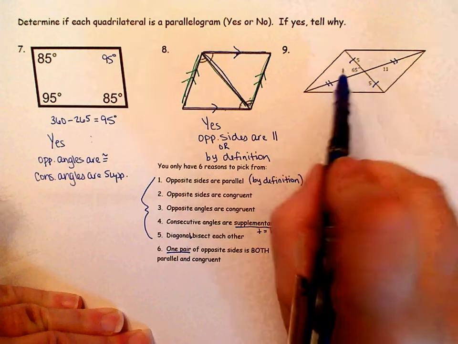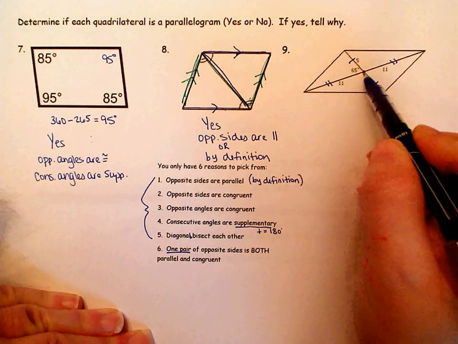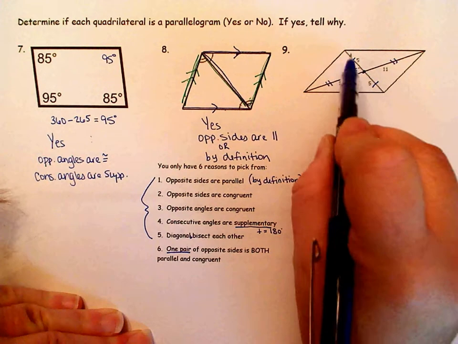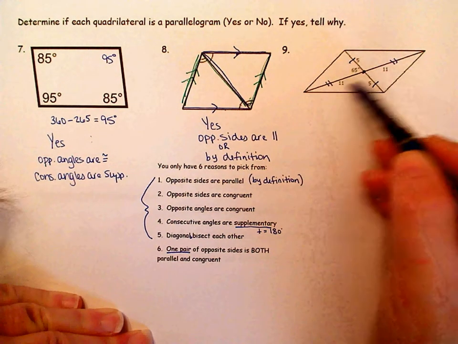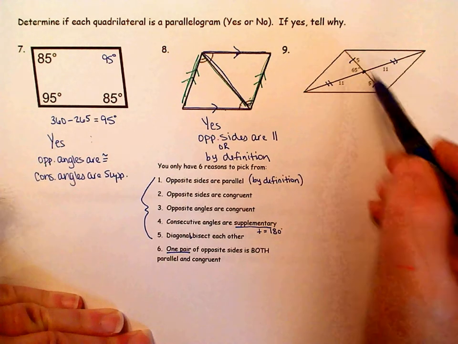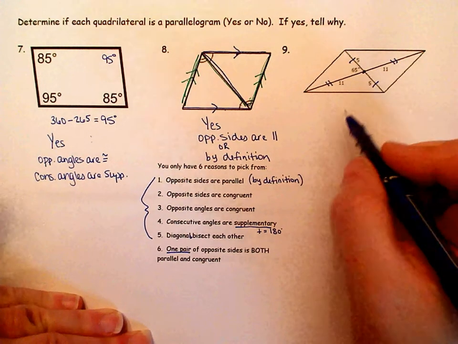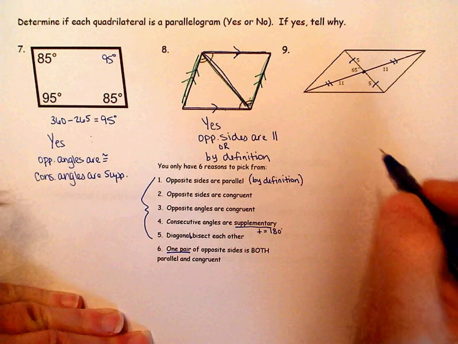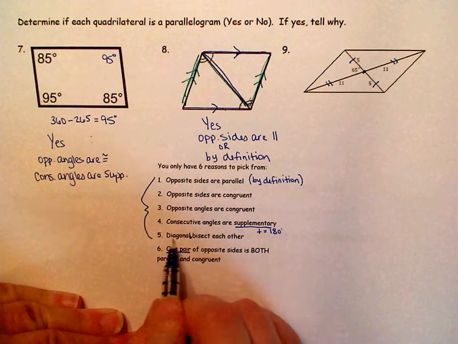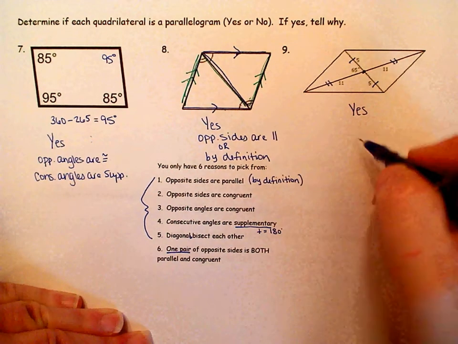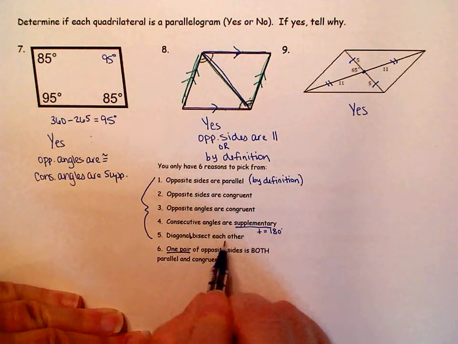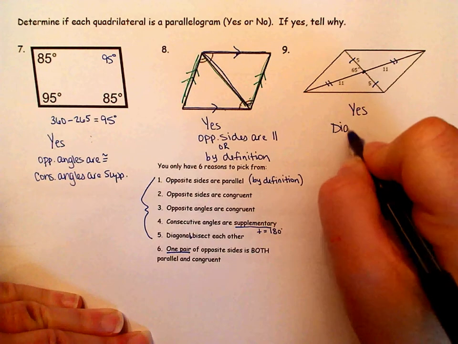So if these are congruent, we know this point is the midpoint of that segment, which is a diagonal. If these are congruent, then that's also a midpoint of this diagonal. And we know if the 2 diagonals have the same midpoint, that means the diagonals are bisecting each other. So since that's one of our tests for a parallelogram, this is also a parallelogram, and the reason would be number 5, the diagonals bisect each other.